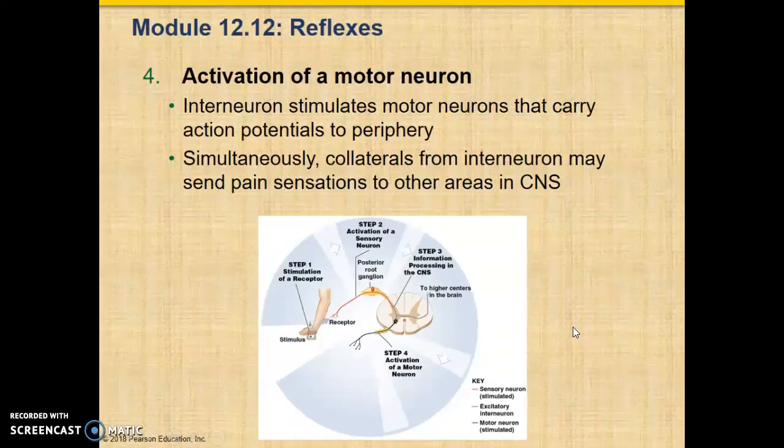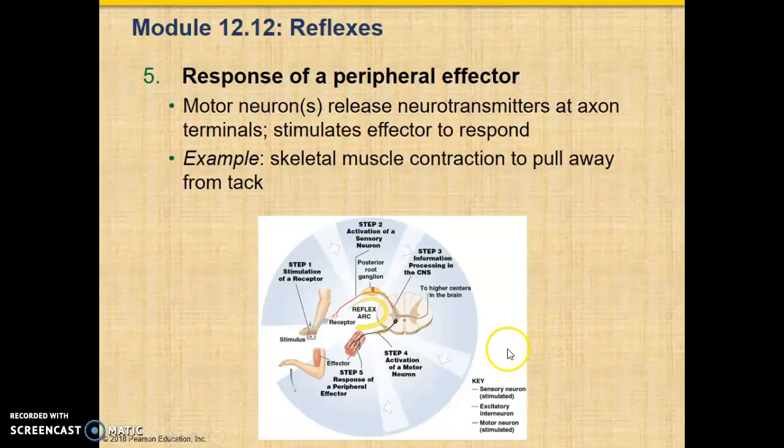The 4th step is activation of the motor neuron. The interneuron stimulates the motor neurons that are going to carry the action potential to the effector. And the response of the peripheral effector, in this case, your muscles. So the neuron releases the neurotransmitter acetylcholine at the axon terminal, and you flex your arm.